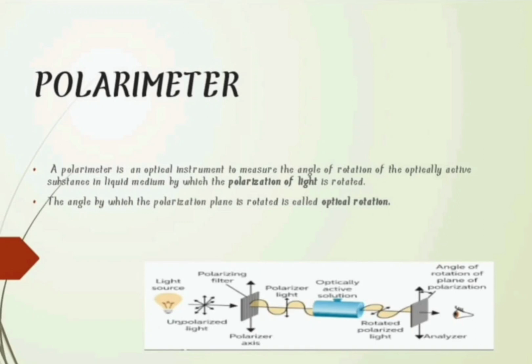First of all, we want to know about the polarimeter, which is an integral part of this experiment. A polarimeter is an optical instrument to measure the angle of rotation of an optically active substance in liquid medium, by which the polarization of light is rotated. The angle by which the polarization plane is rotated is called optical rotation.